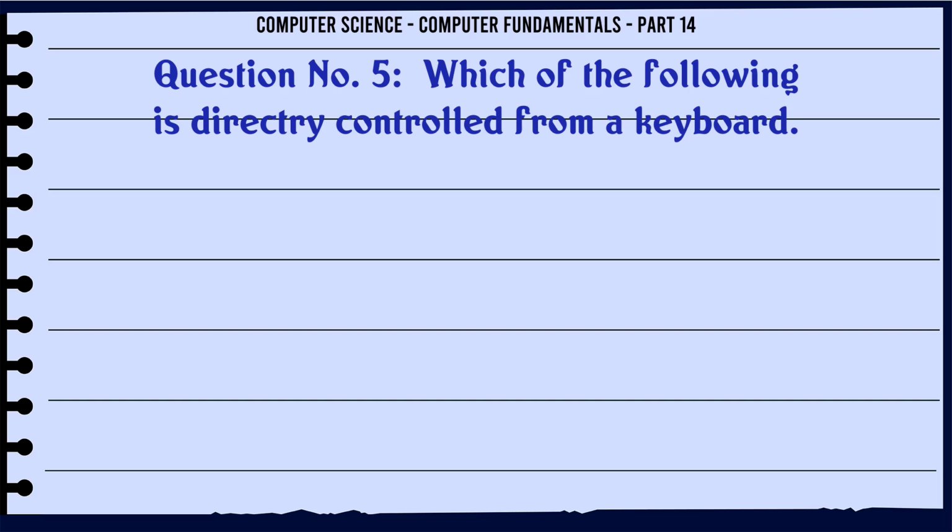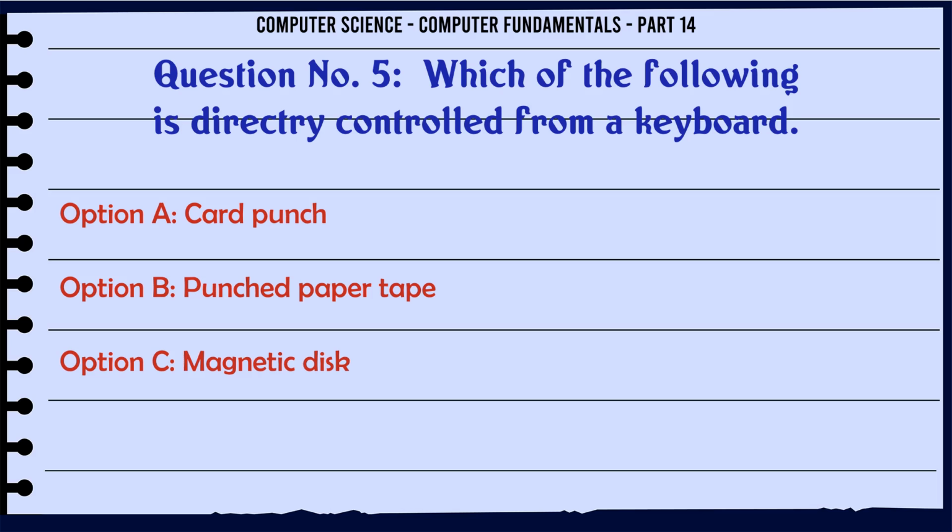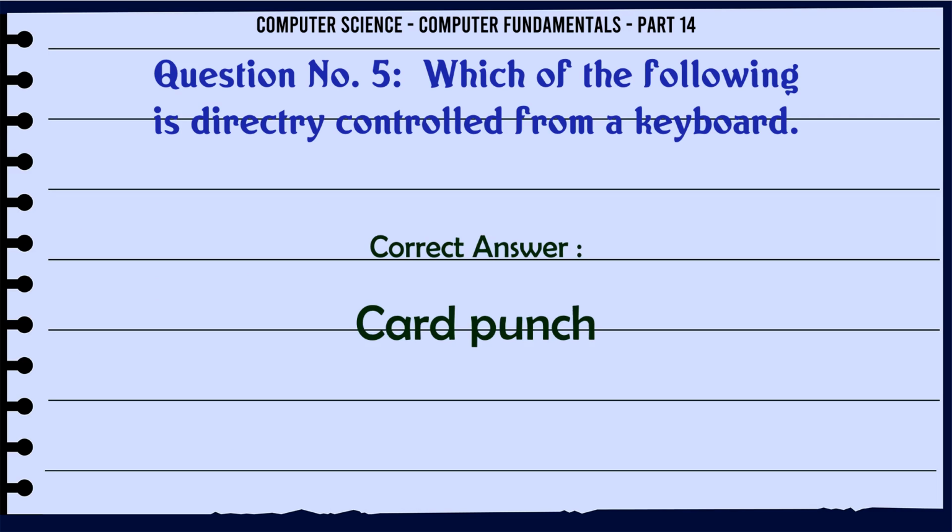Which of the following is directly controlled from a keyboard? A. card punch, B. punched paper tape, C. magnetic disk, D. magnetic tape. The correct answer is card punch.